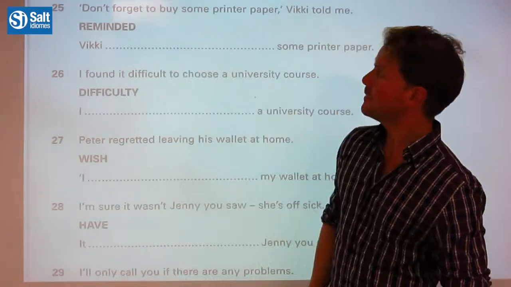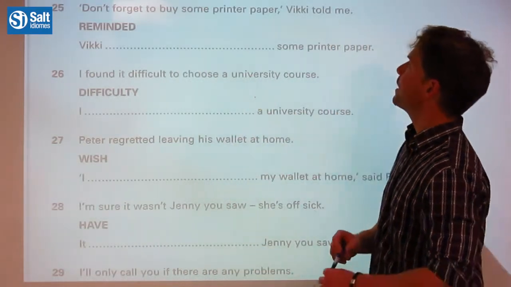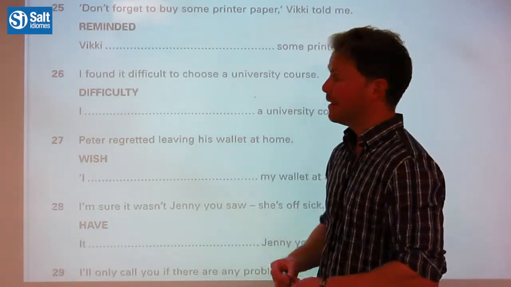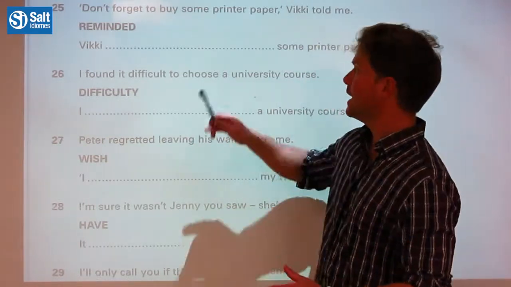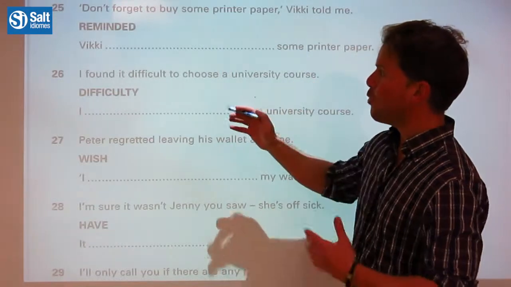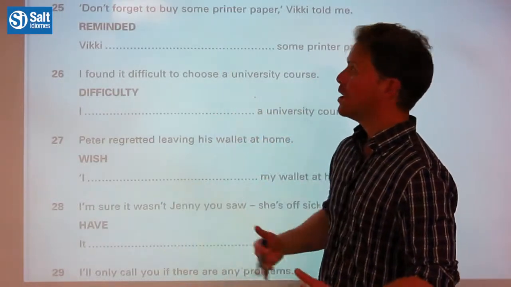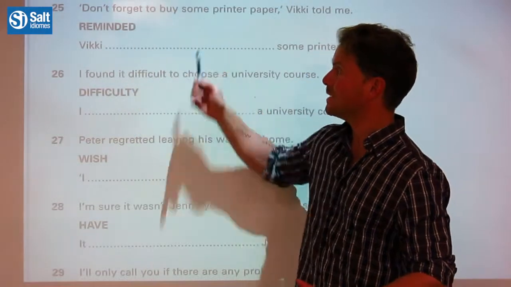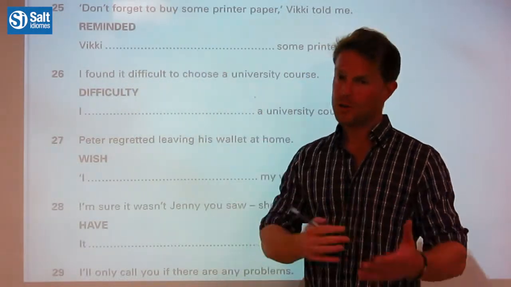Now, let's have a look. So we'll take 25. Don't forget to buy some printer paper, Vicky told me. Okay, now we have a verb plus the object. Very typical one. Vicky reminded me. Now what you have to think is, reminded me to buy. So we have the verb plus to plus infinitive. Very typical one. Verb plus gerund.